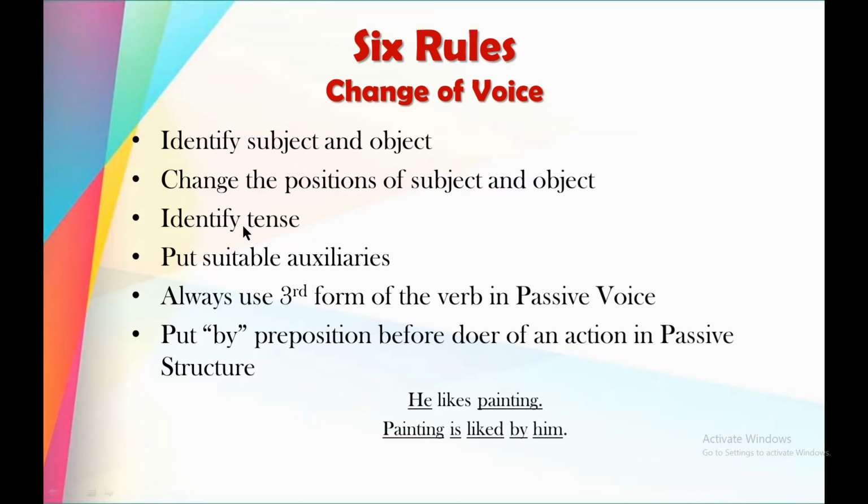This is the most important. Put suitable auxiliaries. Always use the third form of the verb in passive voice, and put the preposition "by" before the doer of an action in the passive structure. So these are the 6 rules to change the active into passive.